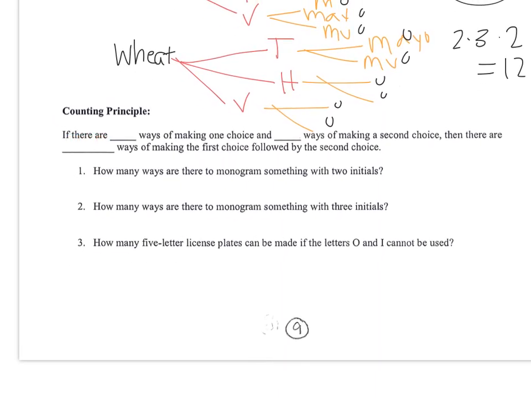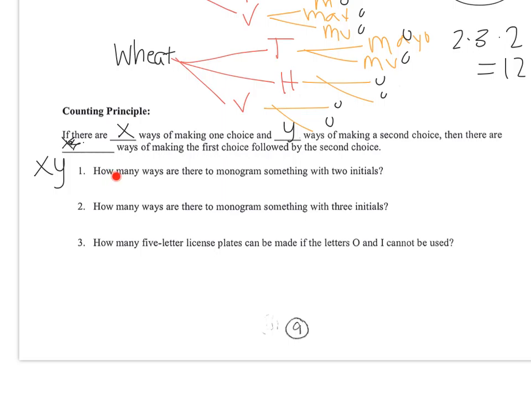If there are X ways, so if there are 5 ways, of making a choice, and Y ways of making a second choice, then there are X times Y ways of making the first choice, followed by the second choice. It's not writing very well. So if you count the choices at each event, then multiply them, that's how you can get the total answer.